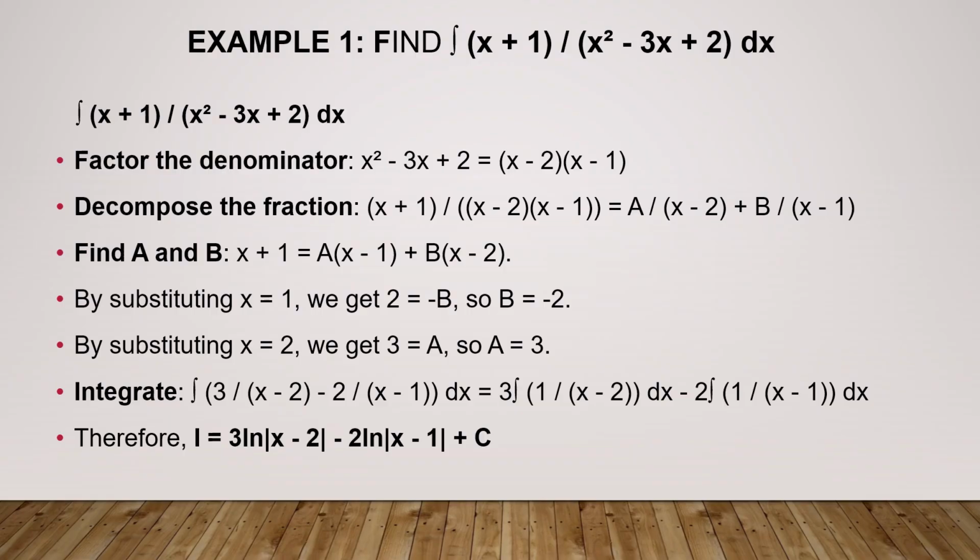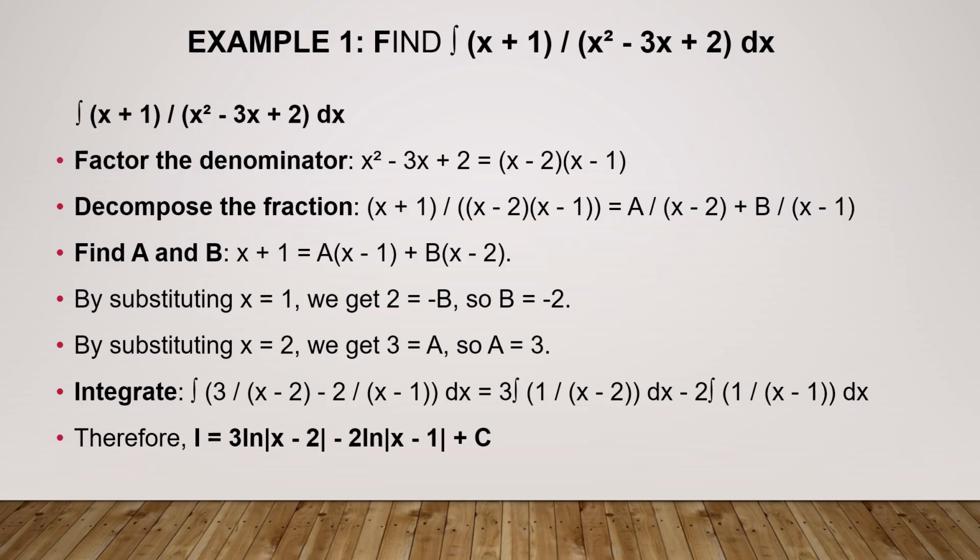Let us straight away start with the first example, which will give you an idea of the method of partial fractions. As I told you, this is a proper rational function in which the degree of the numerator is less than the degree of the denominator. Now the first step is you factor the denominator. What is the denominator? x square minus 3x plus 2. So what are the factors? x minus 2, x minus 1. This is simple. Now you decompose the fraction.